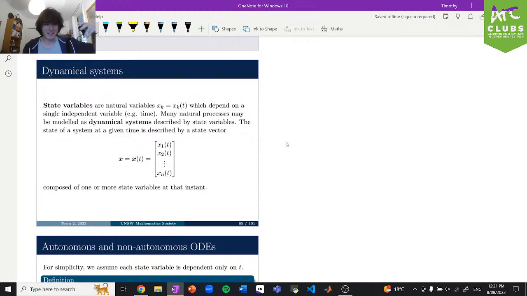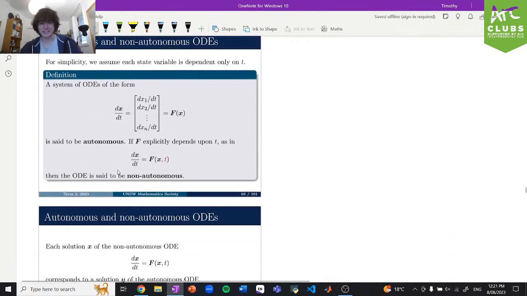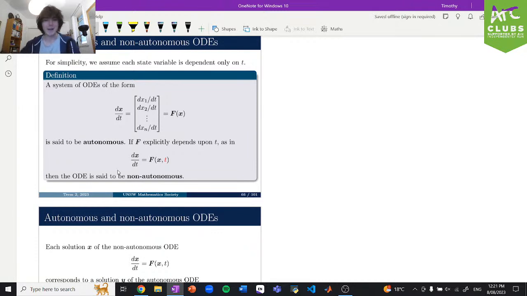Dynamical systems. So state variables are natural variables x_k equals x_k(t). Basically, a state variable is just a function that changes with time. And sometimes we have lots of state variables that all change at the same time, so we put them in a vector. Now it's lovely because then we can differentiate that entire vector, and that gives us not just one differential equation, but a whole bunch of differential equations happening at the same time. There's lots of stuff going on all at once, which we like to call dynamical because things are moving.